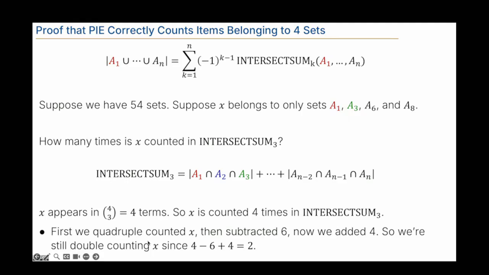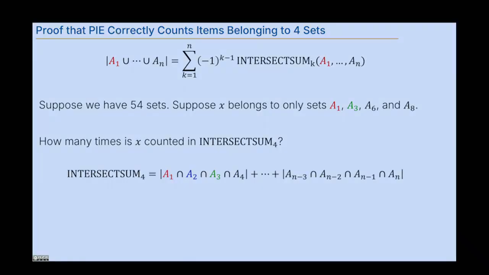Any questions about this idea so far, what we're doing? Okay, intersect sum 4. How many times does x get counted here? How many sets does it belong to? 1. Which set?